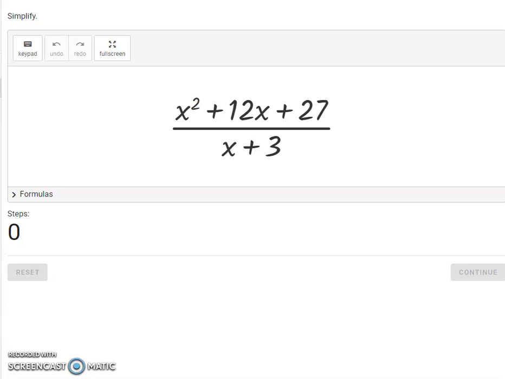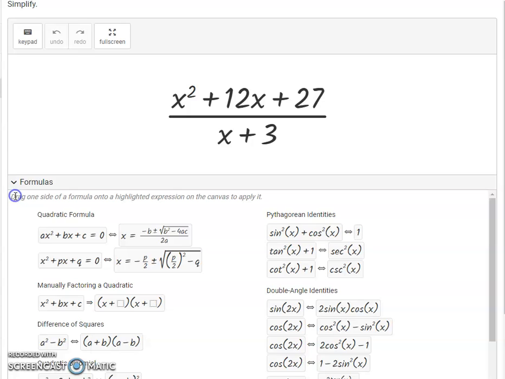So this video is for the second Graspable Math activity. When you have a quadratic with an a value of 1, under the formulas we have manually factoring. One of the comments I talked about in terms of simplifying a fraction is that if you have a factor, in this case x plus 3, most likely there's an x plus 3 factor in here.